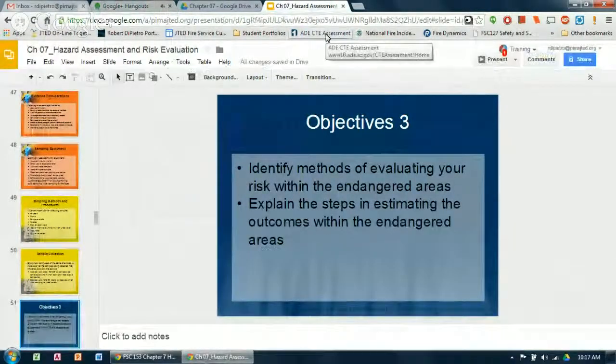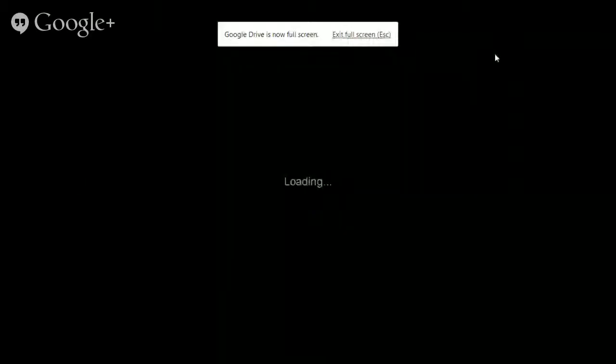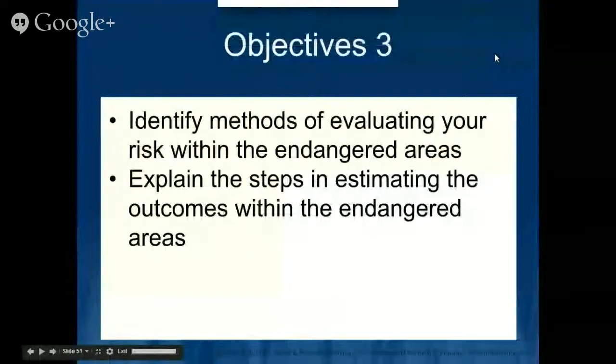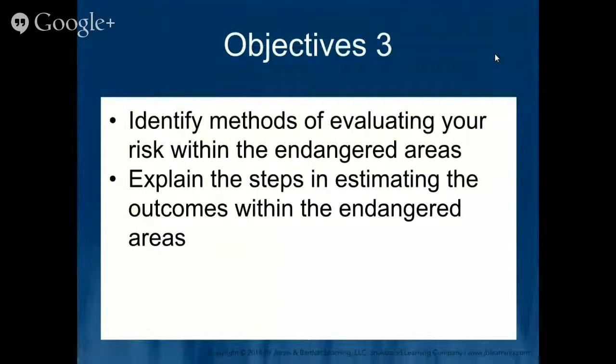Okay, folks, we are back. We are at objective 3, and we are looking at objectives. We are looking at identifying the methods of identifying your risk when we're in the endangered area, and then we're going to look at what are the outcomes, what's going to happen with our product.